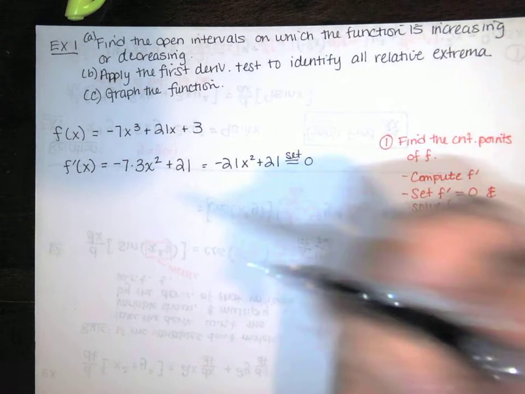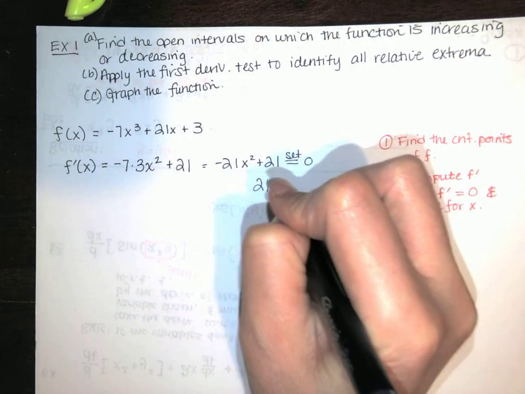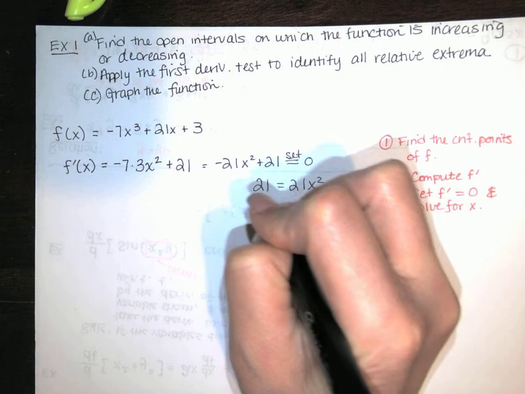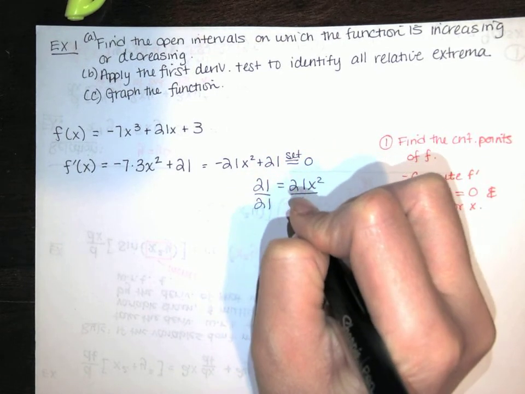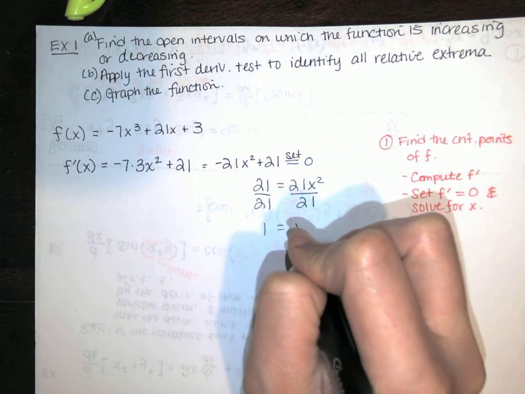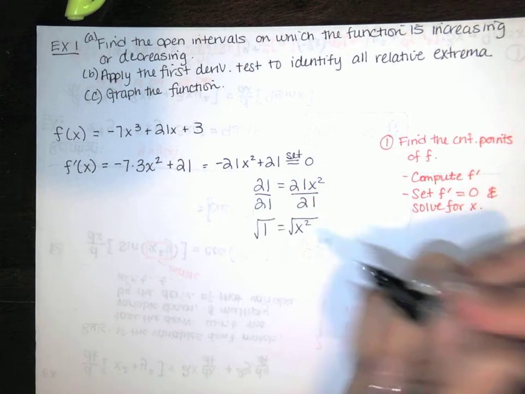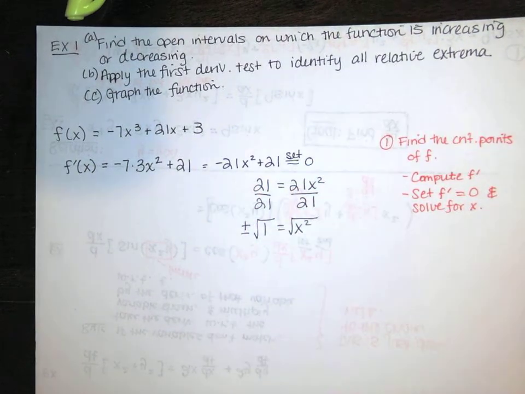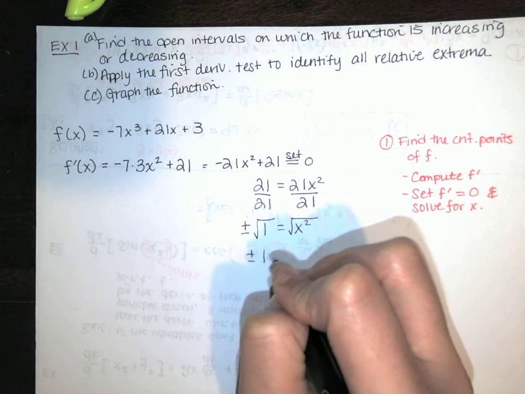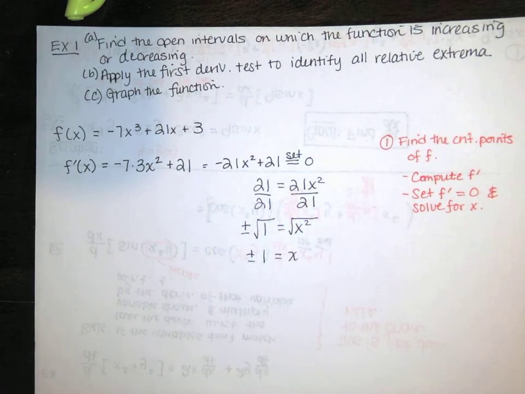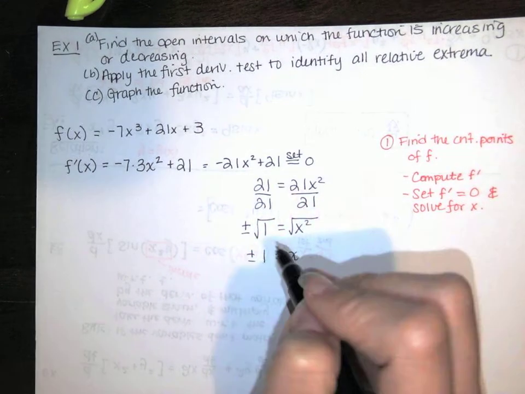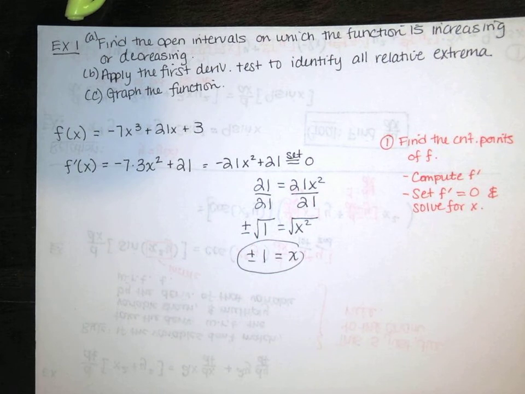Okay, so we'll add 21x squared to both sides. Let's divide both sides by 21, and we get x squared equals 1. So we can take the square root of both sides to get x by itself. Don't forget the plus or minus on the side with the number. And we get x equals plus or minus 1. So those are critical points. We get two different critical points: x equals 1, x equals -1.